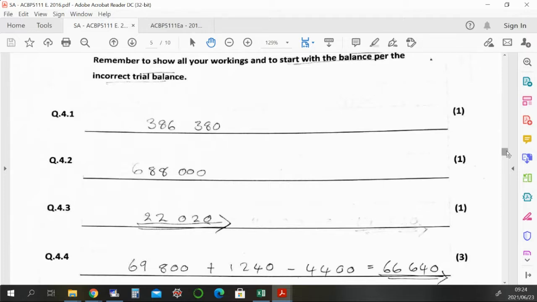Okay. Then, the fifth one, it says trading inventory column in the creditor's allowance journal, I love this one, was undercast. Remember, undercast means that it's less than what it should be, by 4,400 and posted as such. So what this tells us is that what must happen to the trading inventory account? It needs to increase by 4,400. Remember, undercast, it was less than what it should be. Overcast, more than what it should be.